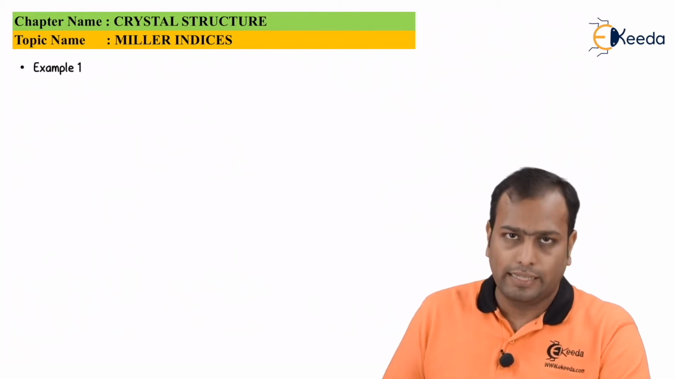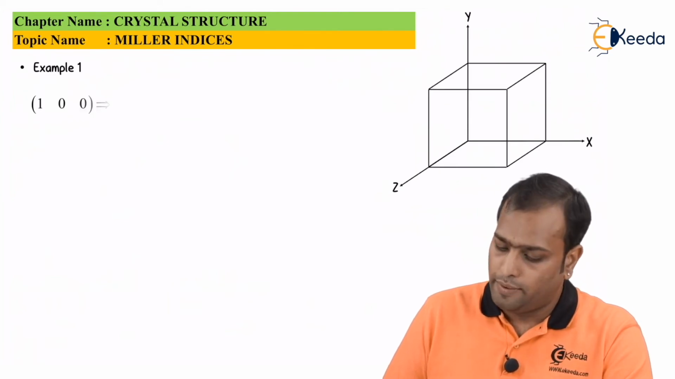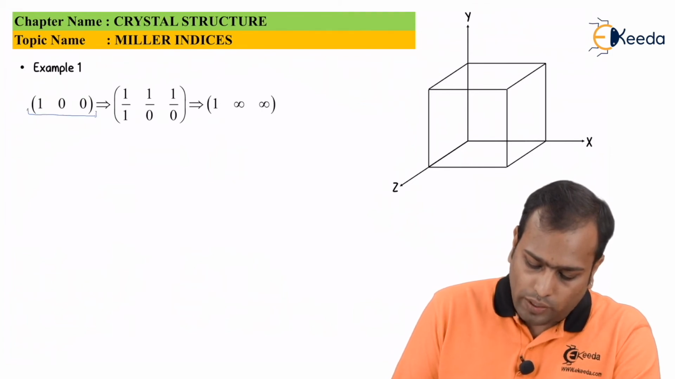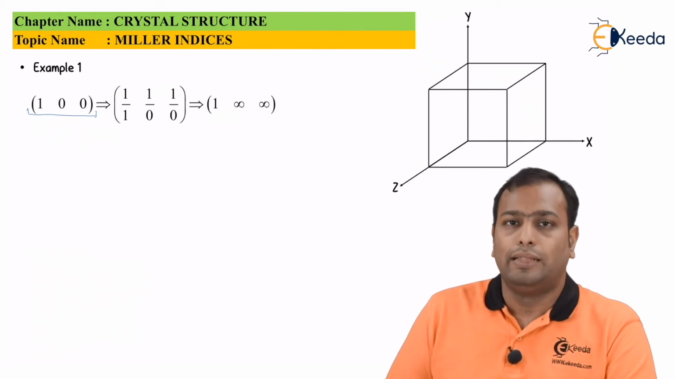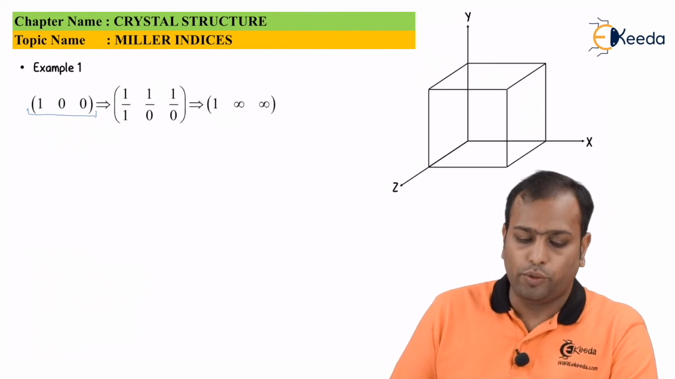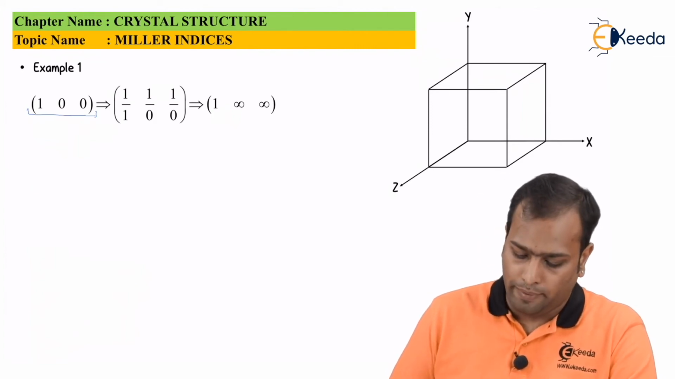Now, let's take an example to understand this. Now, we have a unit cell. We need to plot 1, 0, 0. So what is the step? First, we would be taking the reciprocal. Now, this step is very critical because this step helps you to identify how to draw a Miller plane.